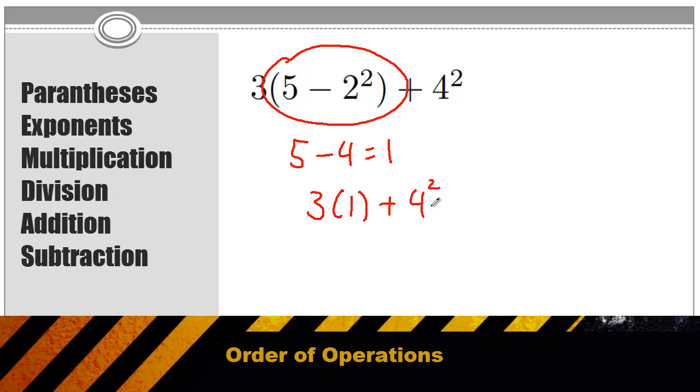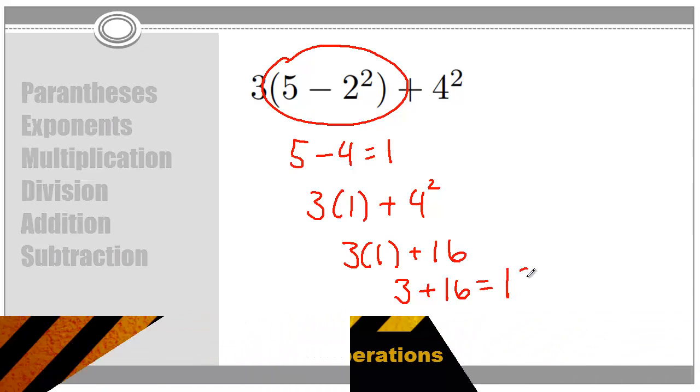Again, according to PEMDAS, we take care of our exponents before we do our multiplication or addition. So we rewrite the problem as 3 times 1 plus 16. Then we take care of our multiplication. In this case, we're multiplying 3 by 1, so it doesn't change the answer, but you would still do your multiplication before your addition. So our problem becomes 3 plus 16, or our final answer is 19.